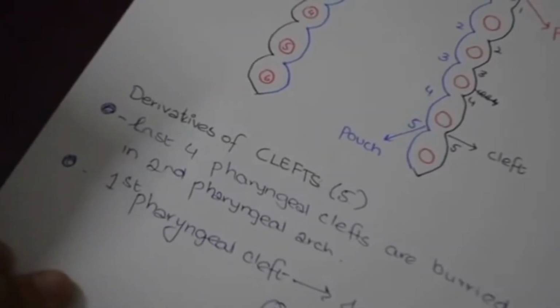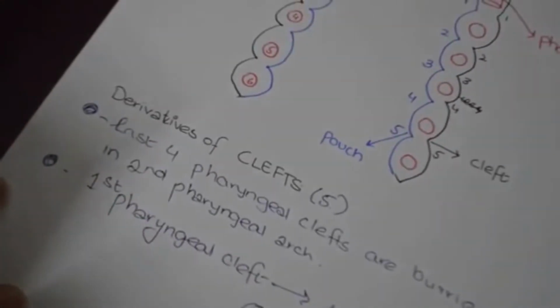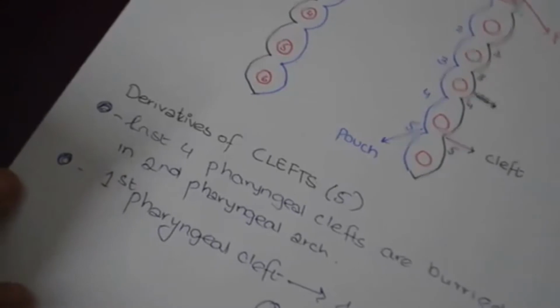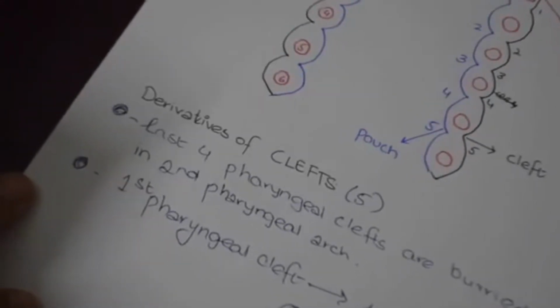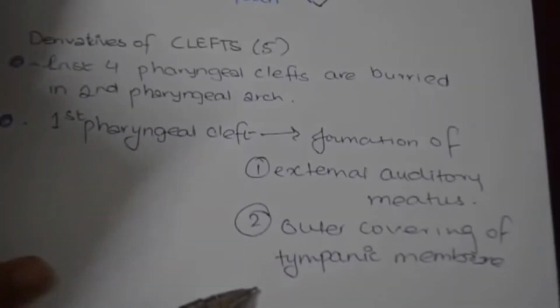So we can say that, and then we can actually code this whole thing that we just wrote: the last 4 pharyngeal clefts are buried in the second pharyngeal arch, and the first pharyngeal cleft is responsible for the formation of the external auditory meatus and the outer covering of the tympanic membrane.